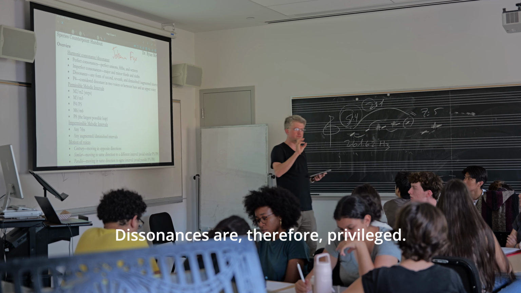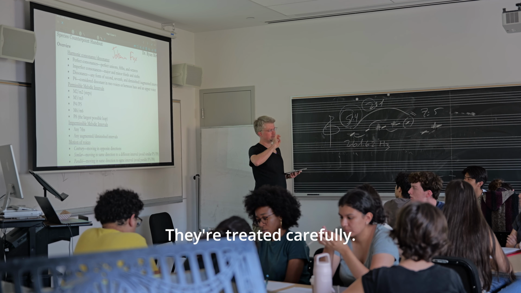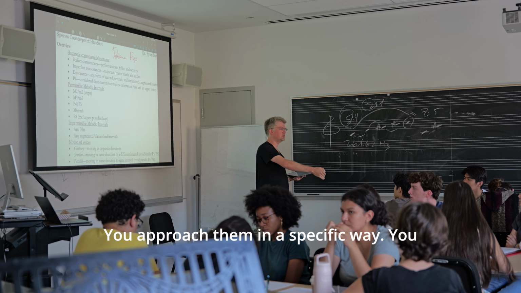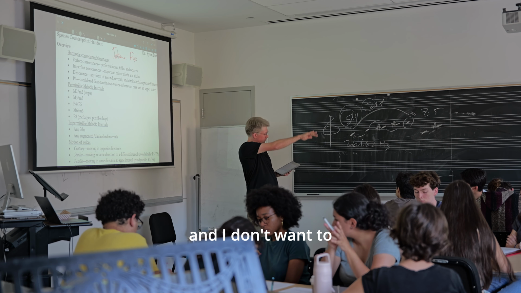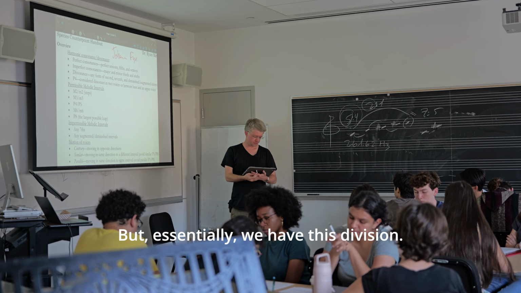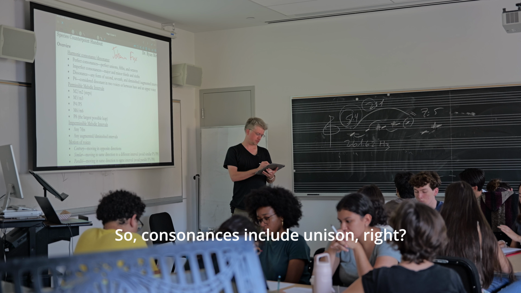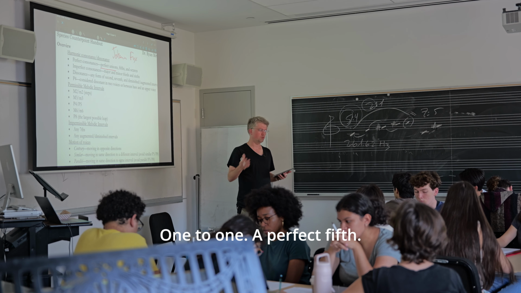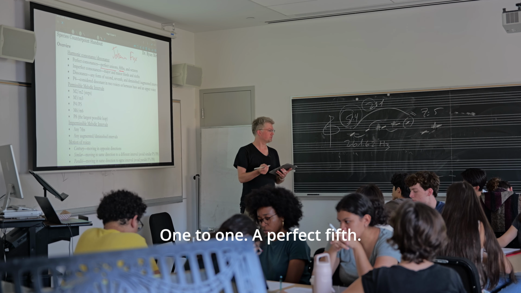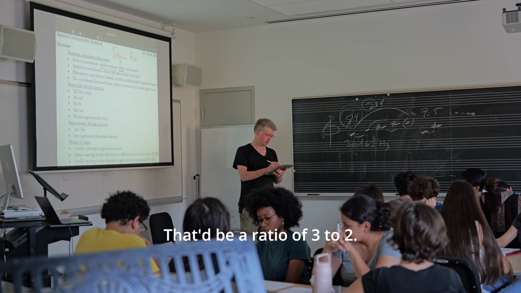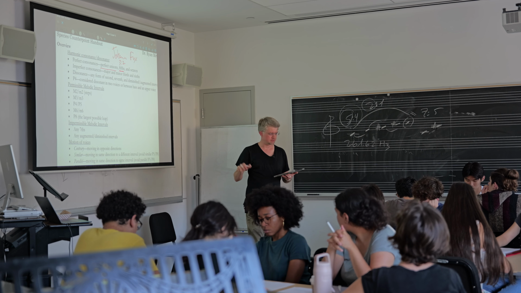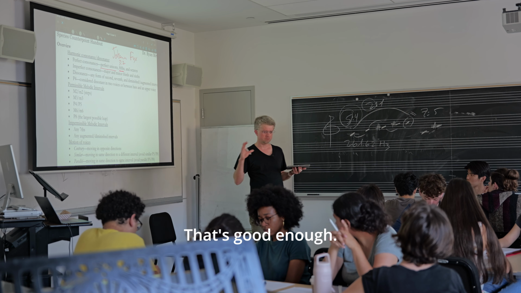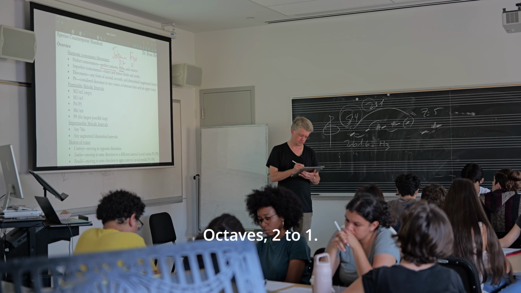Dissonances are therefore privileged. They're treated carefully. You approach them in a specific way, you exit them in a specific way. And it's because of all of this stuff, and I don't want to burden you with too much math, but essentially we have this division. So consonances include unison, 1 to 1. A perfect fifth, that'd be a ratio of 3 to 2. You can clap 3 against 2, right? Dun, da, da, dun, dun, da, da, dun. That's good enough. Octaves, 2 to 1.